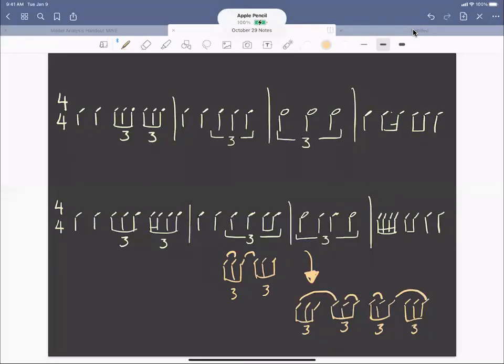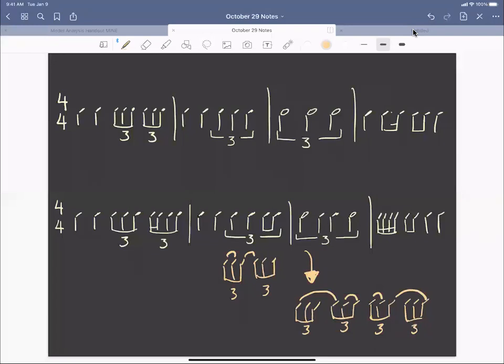Now, what I'd like us to do to prep that is we're going to ta an entire measure of just eighth note triplets, and then we're going to count out the subdivisions for the rhythm in that measure. So I'll do it once so you know what I'm talking about. 3 and 4. Ta ta ta ta ta ta ta ta ta ta ta ta. 1 2 3 4. 1 2 1 2 1 2 3 4.